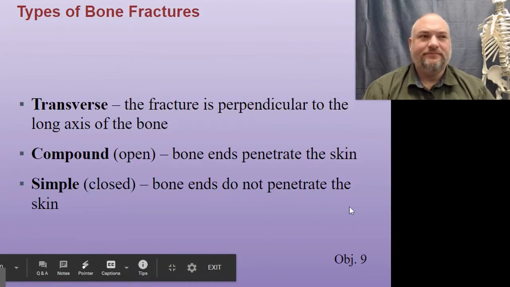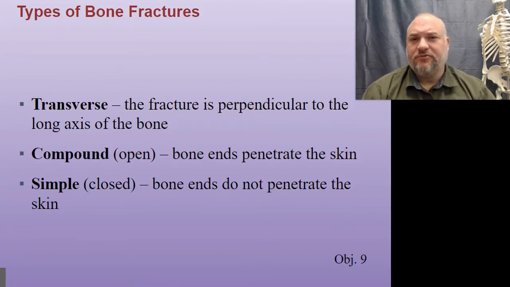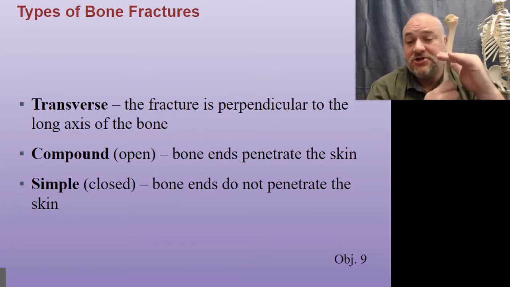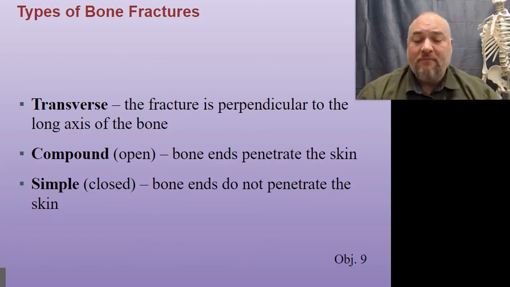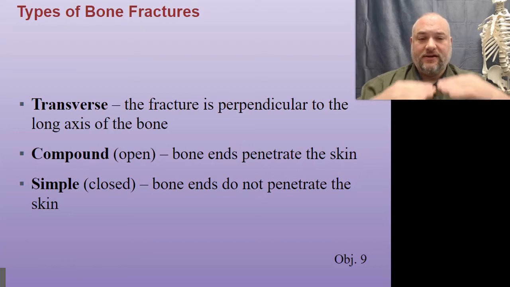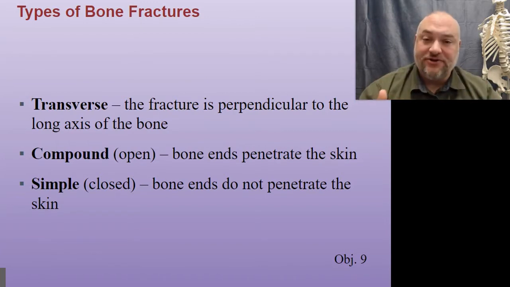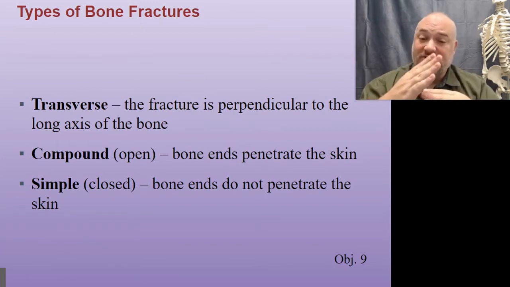So there's a whole lot of different types of bone fractures. Three common terms you'll see: a transverse fracture, that's a fracture that's perpendicular to the long axis of the bone, like a transverse section. You can have a compound fracture where not only has your bone broken, but it has shifted enough to damage the tissues around it. So you've compounded the injury. Not only do you have a broken bone, you also have damaged tissues.